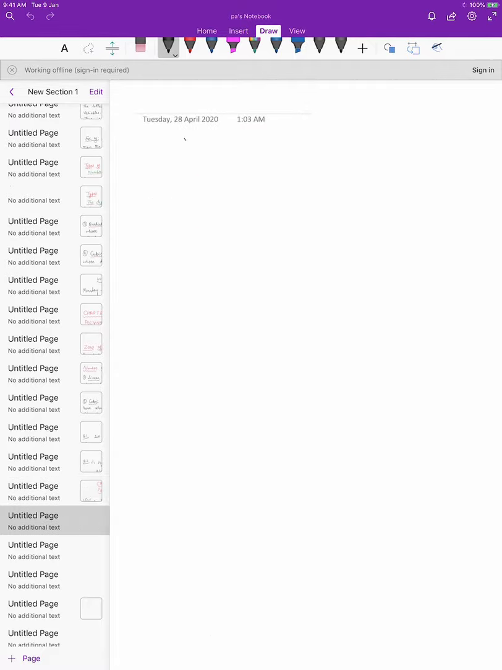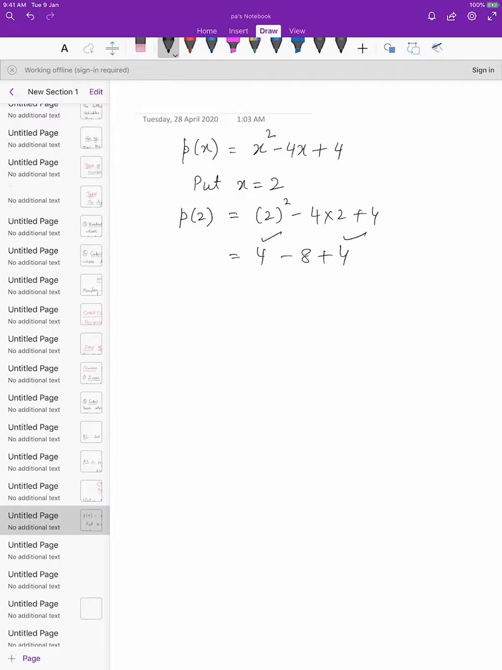Now suppose I take another polynomial, say p(x) is equal to x square minus 4x plus 4. And suppose I want to find the value of this polynomial at x is equal to 2. Then I will replace x with 2 everywhere in the polynomial, and we will get 4 minus 8 plus 4. Now this 4 plus 4 makes 8 minus 8, which gives you 0. So in this case we have got p(2) is equal to 0.